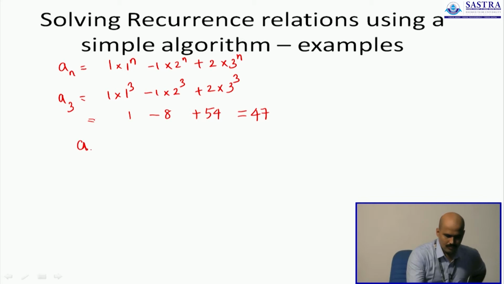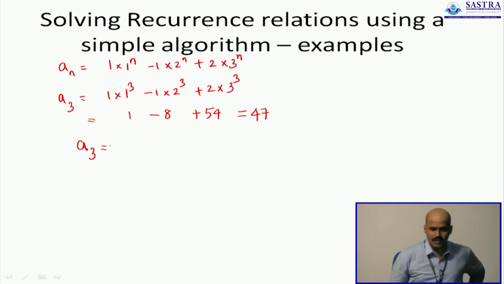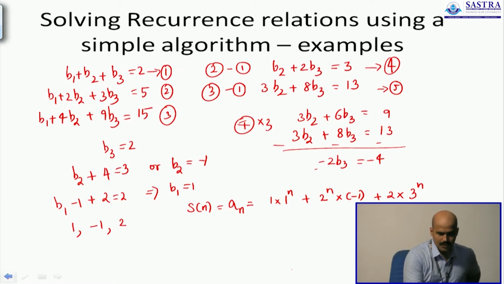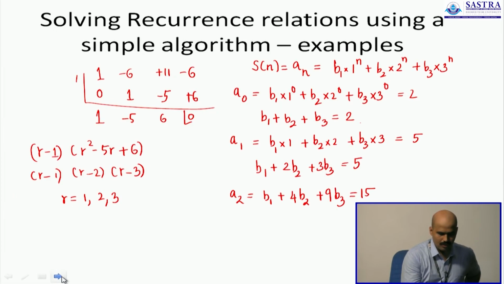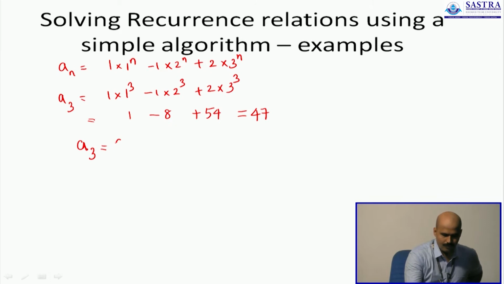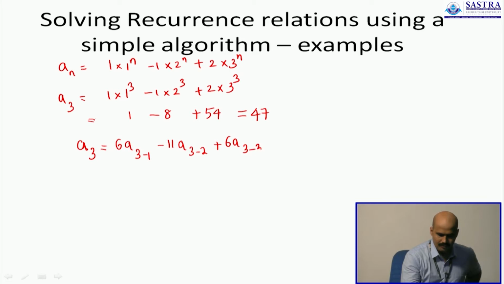What was the, so we also saw from the question that A3 was defined to be 6 a(n-1) minus 11 a(n-2) plus 6 a(n-3), or in other words A3 was 6 a2 minus 11 a1 plus 6 a0.